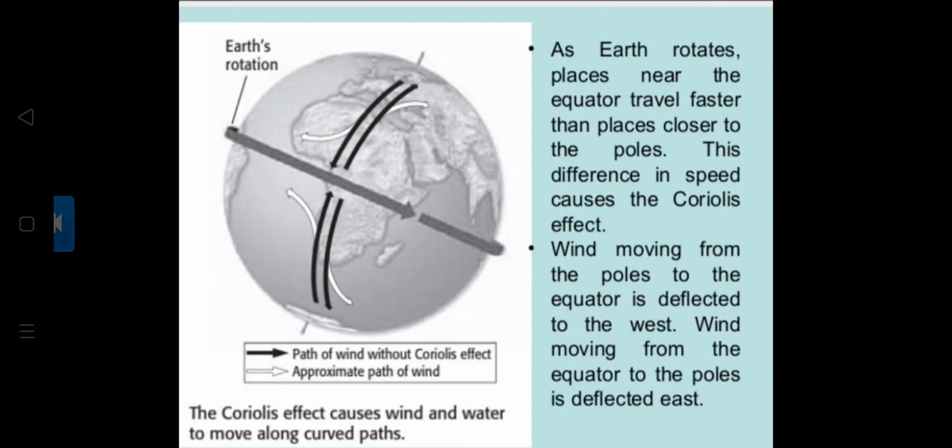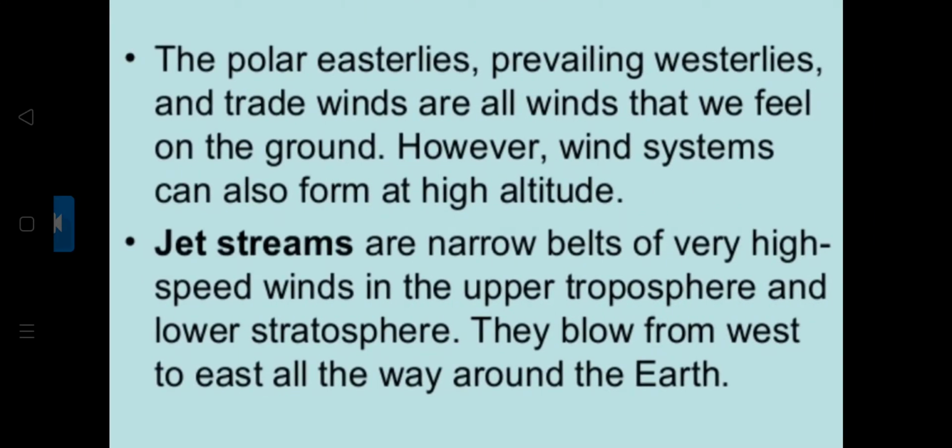Wind moving from the poles to the equator is deflected to the west. Wind moving from the equator to the poles is deflected towards the east. The Coriolis effect causes wind and water to move along curved paths. The polar easterlies, prevailing westerlies, and trade winds are all winds that we feel on the ground. So all these types of winds, we feel them on the ground.